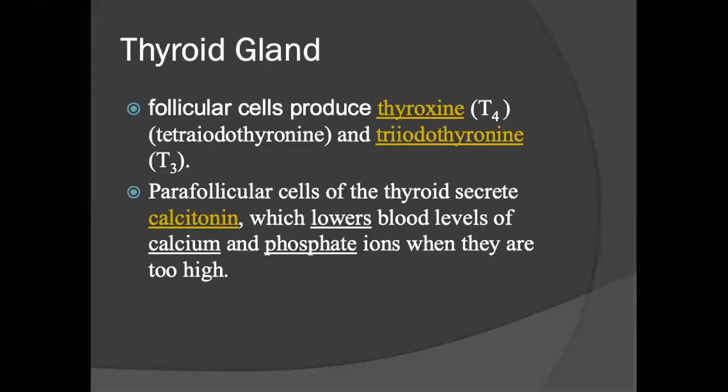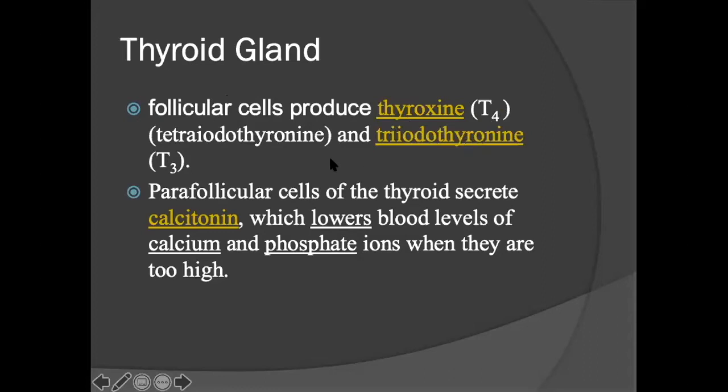So now we're going to move down into the anterior neck where we have the thyroid gland. Now, inside the thyroid gland, we have different types of cells that we're going to look at in just a second. We have the follicular cells and then the parafollicular cells. So the follicular cells are making the thyroxine and triiodothyronine. So that's T3 and T4. And T3 and T4 are okay on the exam. You don't have to try to spell these unless you just really want to.